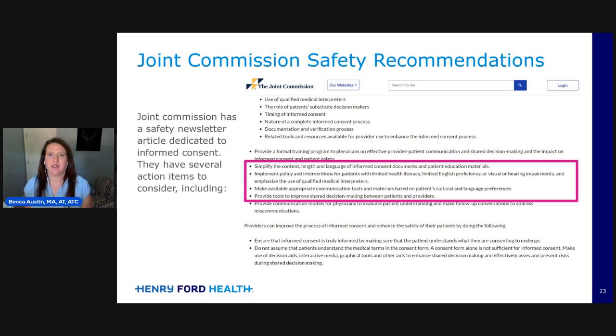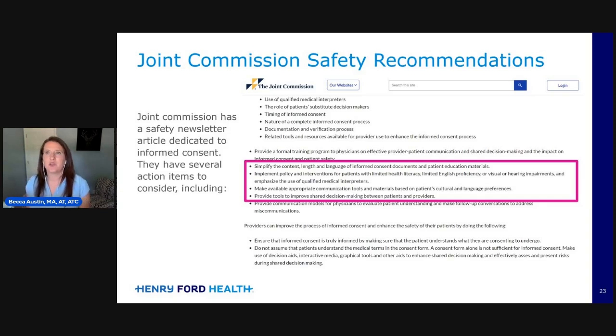Additionally, something to keep in mind as you're doing your process review and looking for justification, because I know a lot of organizations want that justification of why are we doing this? Why is so and so coming from the health literacy area saying we need to redo this? And so this is just again one Joint Commission safety recommendation, a newsletter dedicated to informed consent. And they have several action items around how do we improve the informed consent process and informed consent forms. This is not unique. So Joint Commission has them, CMS has them, AMA has guidelines, etc.